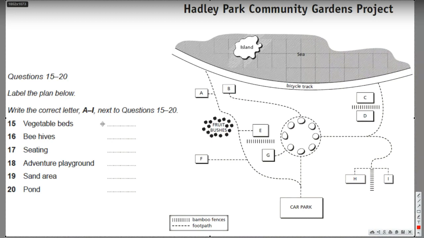Okay, for the seating, look at the circular footpath. At the top of it, there's a path that goes from there and takes you up to the seating area, alongside the bicycle track, and with a good view of the island, I suppose.